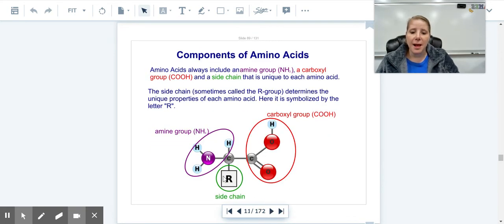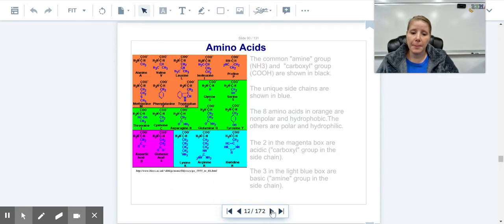An amino acid's basic setup is this. You have your amine group, NH3, and that's why it's called an amino acid. And then you have your carboxyl group, and then you have your R chain or your side chain, your R group. This is what makes it special. They always have the amine group and the carboxyl group. The R group is different per each type of amino acid, so that accounts for the variability within the life on Earth.